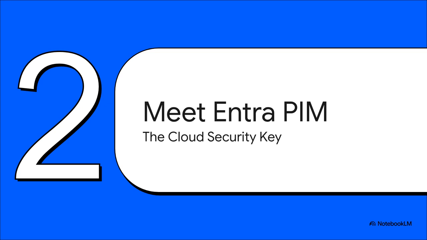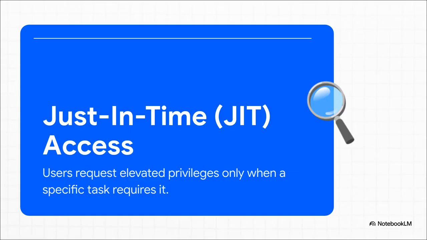Which brings us to Section 2. Meet Microsoft Entra PIM, the ultimate cloud security key. So, what is it? Microsoft Entra ID Privileged Identity Management is a cloud service that lets you manage, control, and monitor access to your most sensitive resources. And the beating heart of this service is just-in-time access. Users do not hold administrative power permanently. Instead, they request and receive elevated privileges only when a specific task requires it.